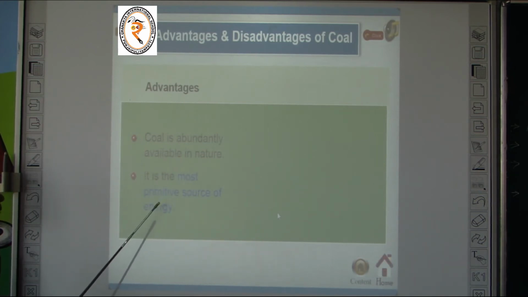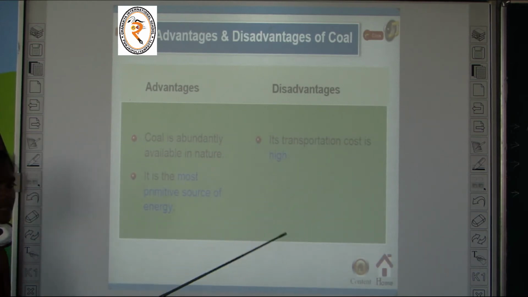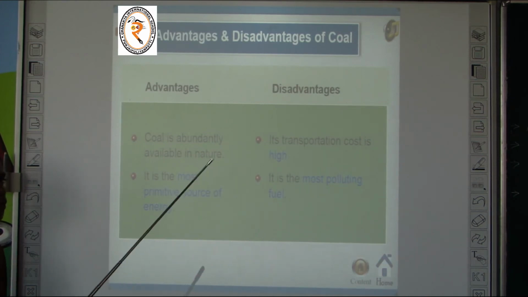It is the most primitive source of energy. What energy does it give? It mainly gives heat energy. So these are all the advantages. What are all the disadvantages? Its transportation cost is very high and it is the most polluting fuel. It can pollute the earth. So these are all the disadvantages of coal.